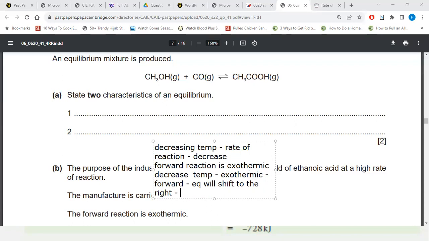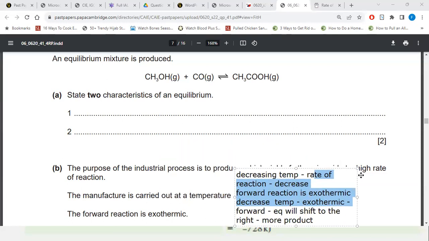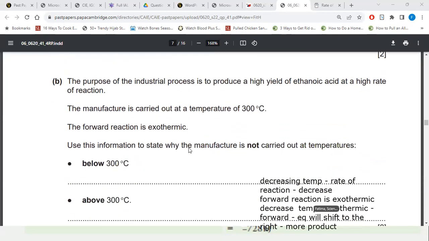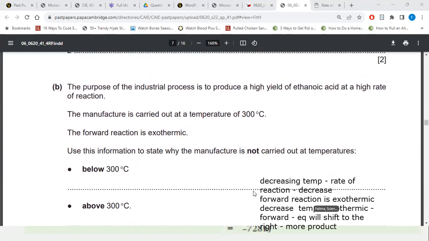More product. Correct. Now they're actually asking me this. They're saying, why can I not do the reaction below 300 degrees centigrade? Look at the product, it's actually a good thing, right? Because when I'm decreasing the temperature, I'm getting more product. So why is it that I don't want to do the reaction below 300?